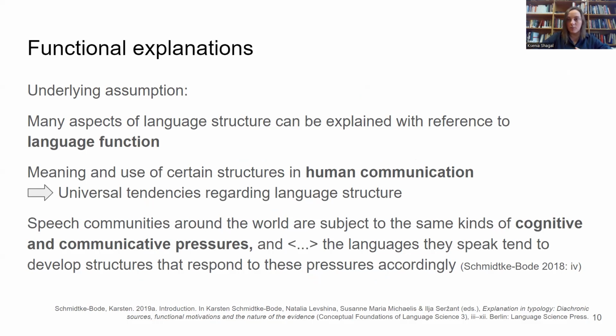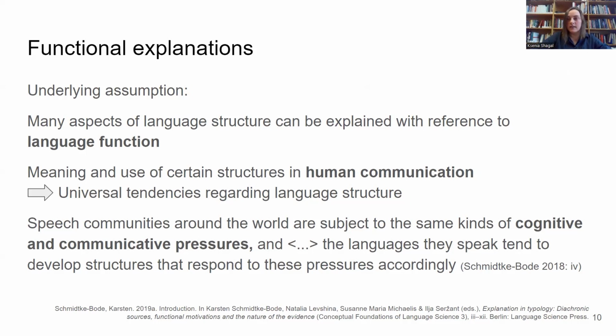So the underlying assumption behind all those explanations is that many aspects of language structure can be explained with reference to language function. So basically, certain structures have their own meaning and they are used in a certain way in human communication, which is the main function of language. And this leads to some universal tendencies regarding language structure. So the way those structures function shapes them. It actually creates certain patterns that we can then observe.